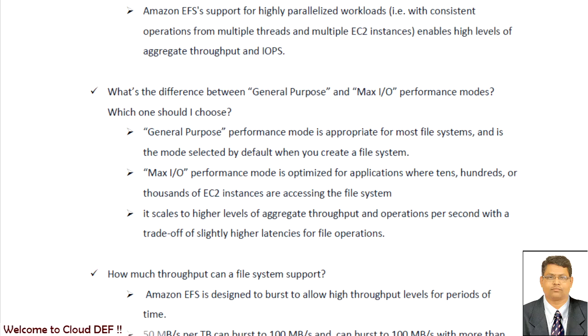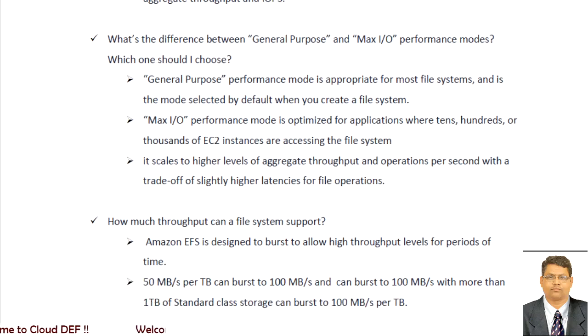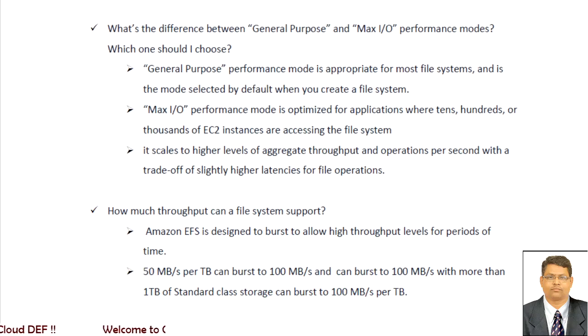What's the difference between general purpose and max IO performance modes? Which one should I choose? General purpose performance mode is appropriate for most file systems, and is the mode selected by default when you create a file system. Max IO performance mode is optimized for applications where tens, hundreds, or thousands of EC2 instances are accessing the file system. It scales to higher levels of aggregate throughput and operations per second with a trade-off of slightly higher latencies for file operations.